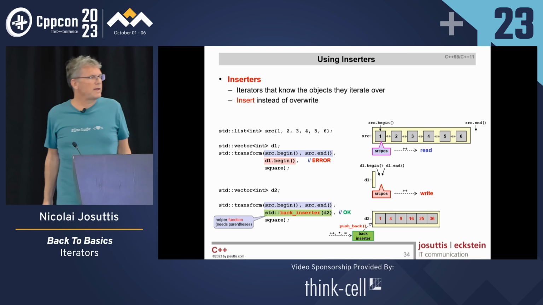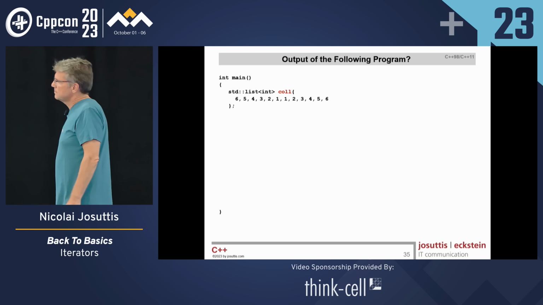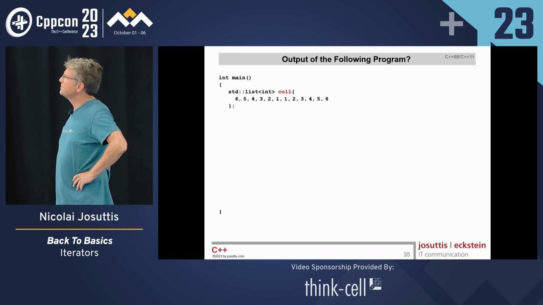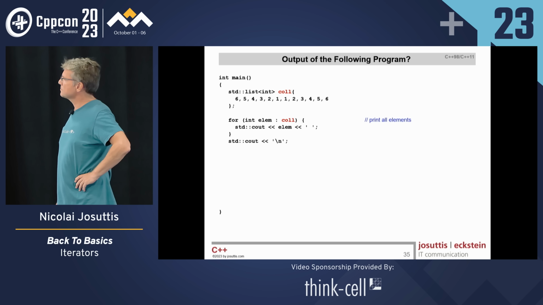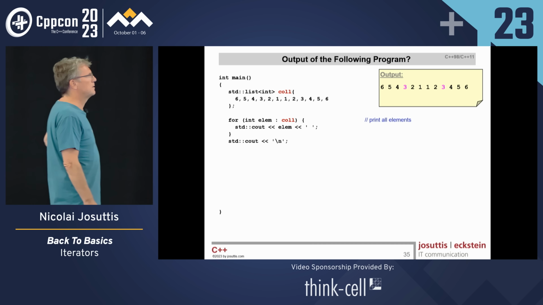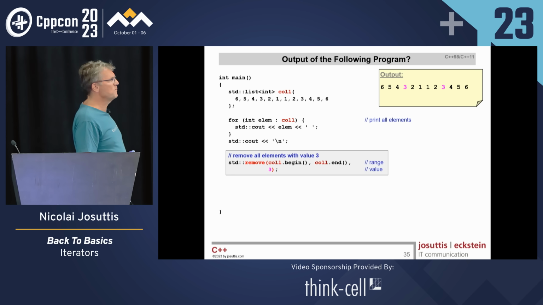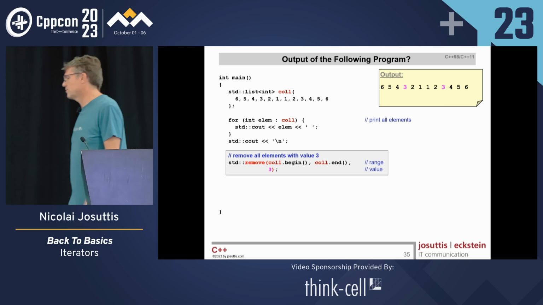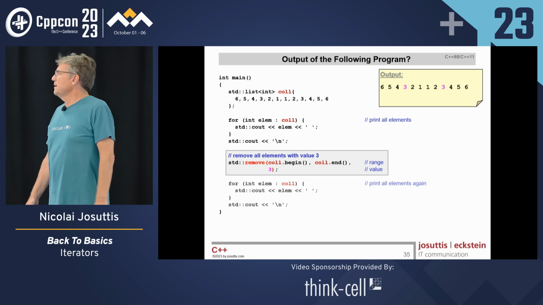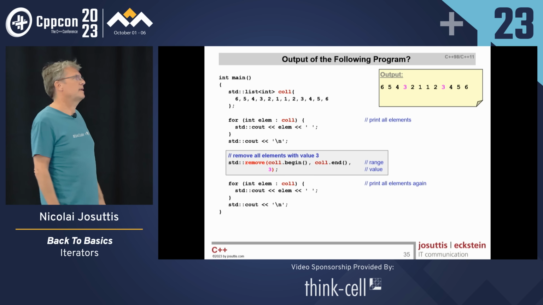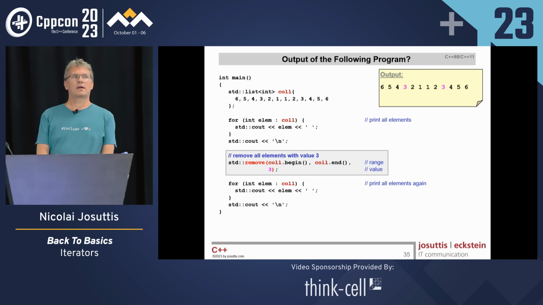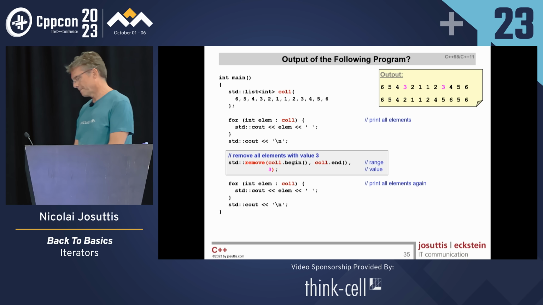Finally, what is the output of this program? That's a third caveat. That's a collection. Let's print all the elements, which has these values inside. The 3s are marked because I want to remove them. And there's an algorithm that removes them. Let's remove these elements. Now let's print the output again. And let's print out the content of this collection. The output is this.